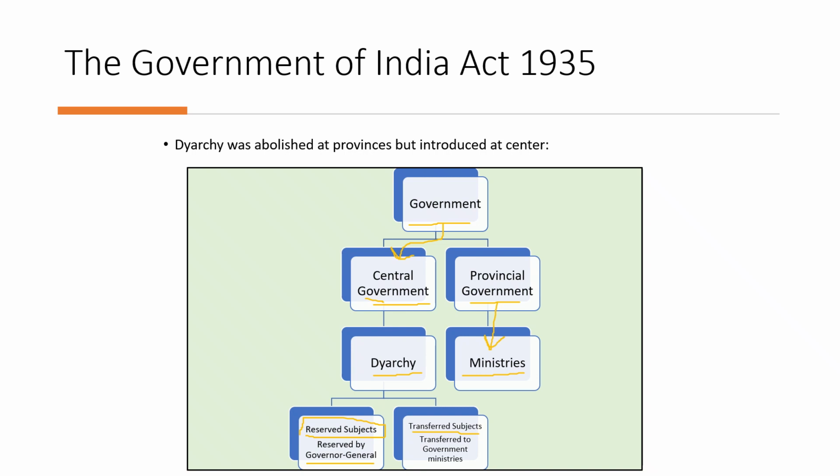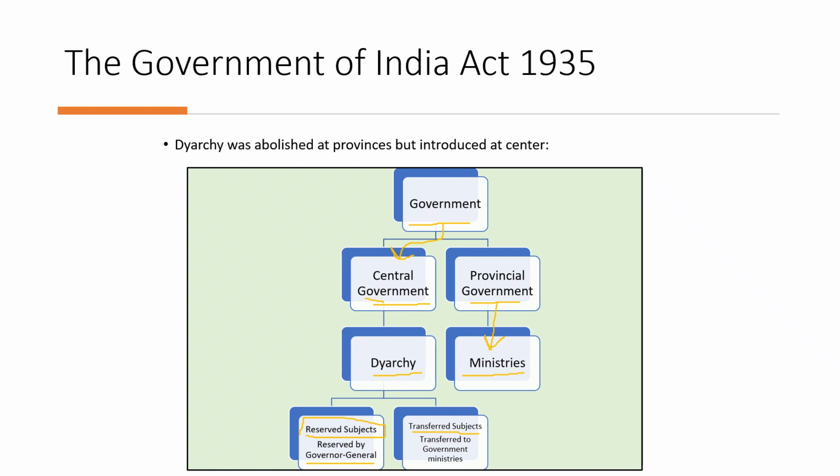So this is how once again the British played and tried to keep power with themselves in India. They were just trying to fool Indians, but Indians had already learned how the British play with them in India. So Indians were not ready to be fooled once again in India.